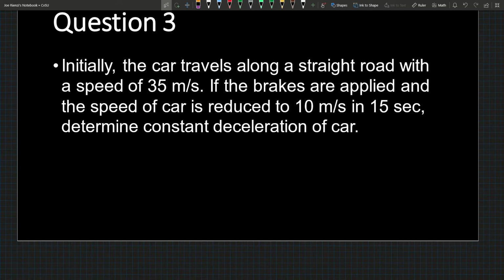So, if the brakes are applied and the speed of the car is reduced to 10 meters per second in 15 seconds, determine the constant deceleration of the car. So, simple lang. Sige, drawing pa rin natin. Again, mas madaling i-drawing, or at least to visualize yung nangyari.